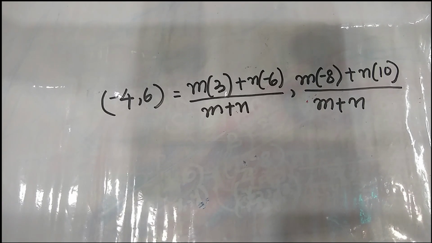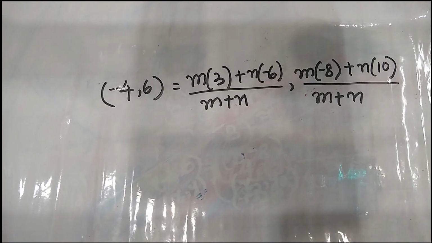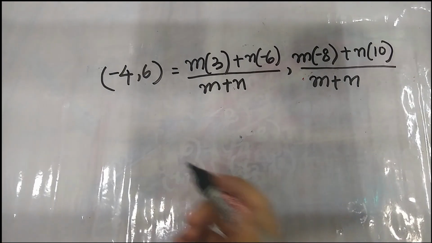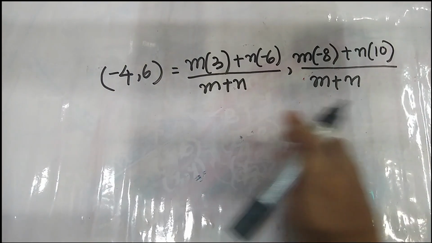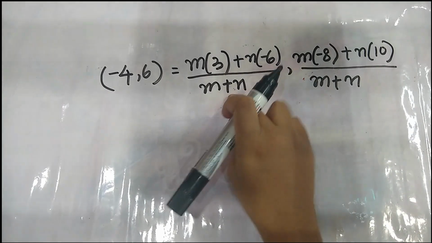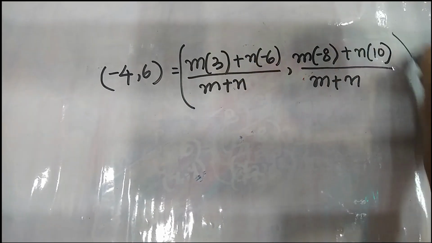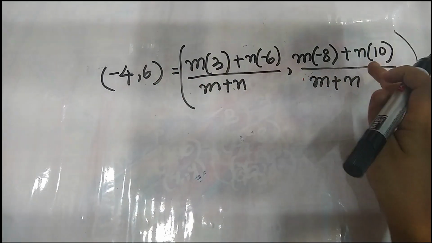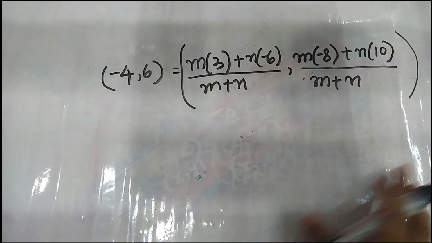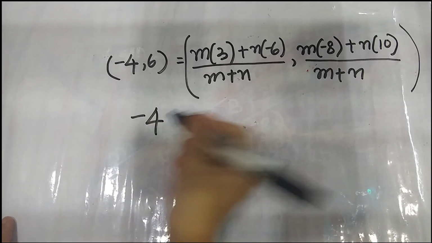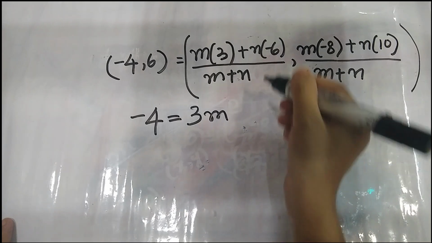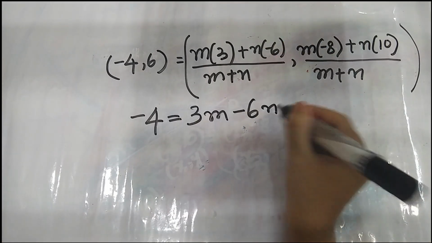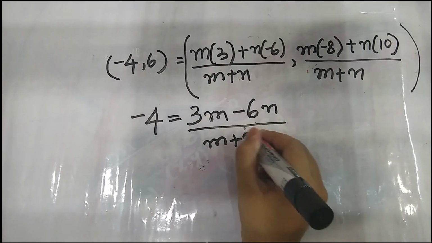So now that we have this equation here, let's just go further with the equation. So minus 4 is the x coordinate, right? And here in this equation, this is the formula for the x coordinate, and for the y coordinate 6, this is the formula for the y coordinate. So we can take them out separately. So minus 4 actually should be equal to this, which is nothing but 3m, I'm just multiplying it, minus 6n divided by m plus n.